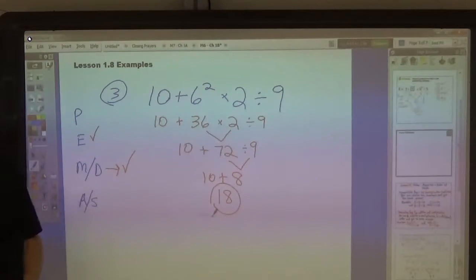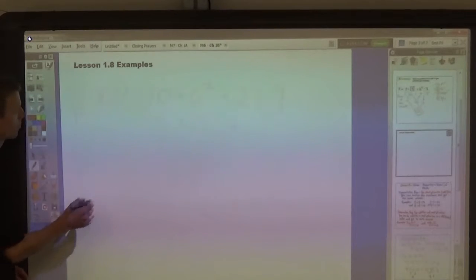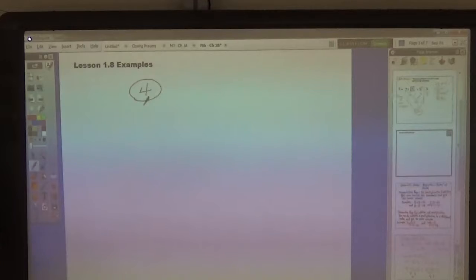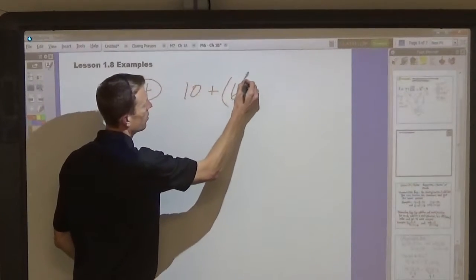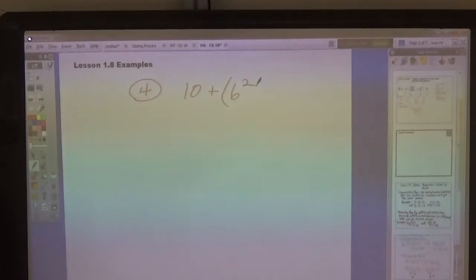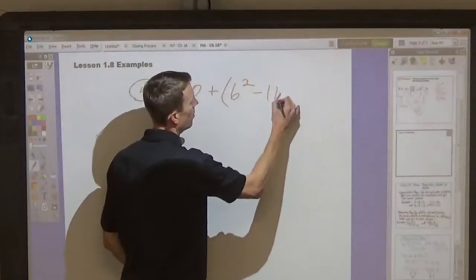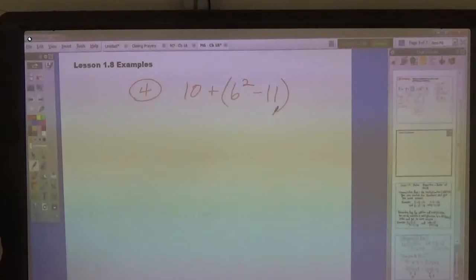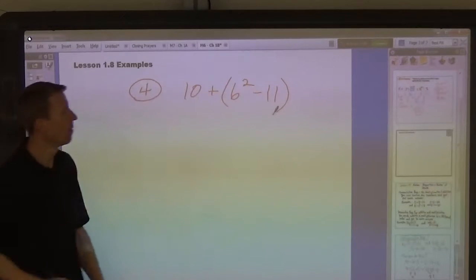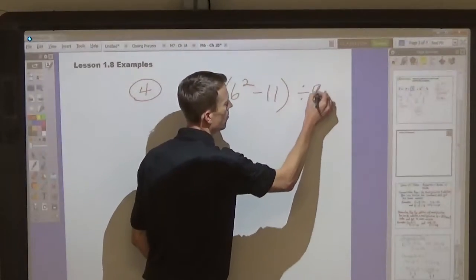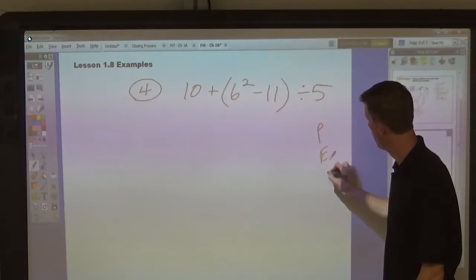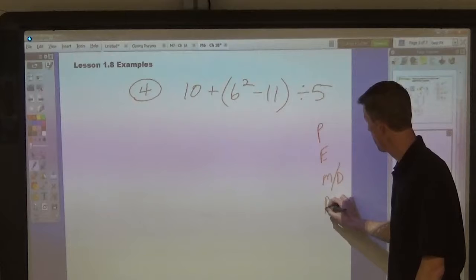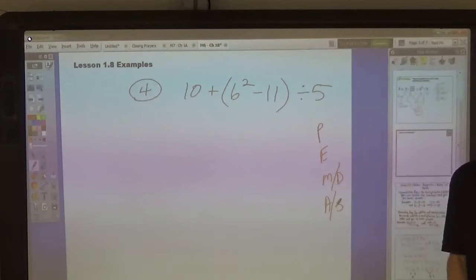Let's go to the next one, number 4. Number 4 is 10 plus 6 squared minus 11 in parentheses plus 5. Oh, divided by 5. All right. And then we should write PEMDAS, or just have that at the top of your paper.